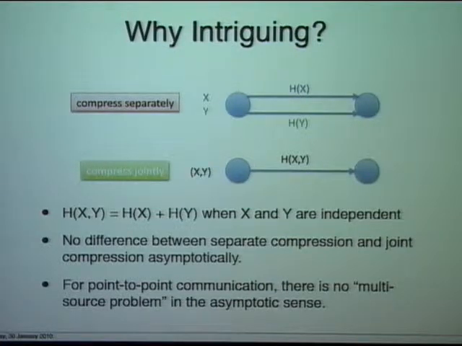Okay? So it means that asymptotically, whether you compress the 2 sources separately and then send out the codewords together, or you compress the sources jointly and send out one codeword, it doesn't matter asymptotically. You are doing the same thing. So for point-to-point communication, there's no multi-source problem in the asymptotic case. In fact, we rarely hear about a multi-source problem in data compression because asymptotically, whether you regard them as one source or multiple sources, it doesn't make any difference.